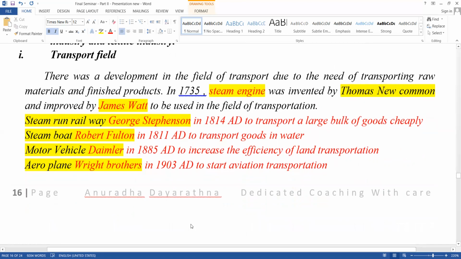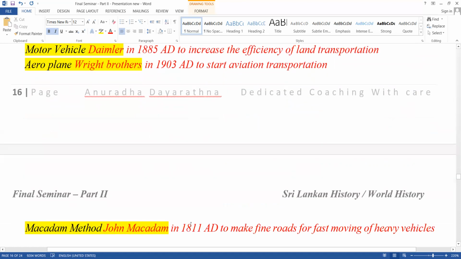Right, communication. This is also related to transportation. Macadam method, John Macadam in 1811, to make fine roads for fast moving of heavy vehicles.